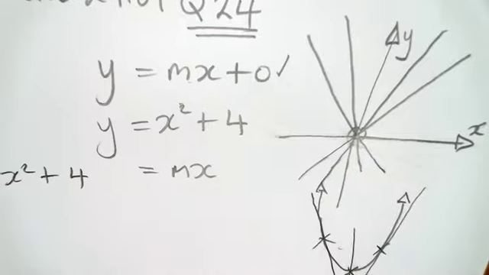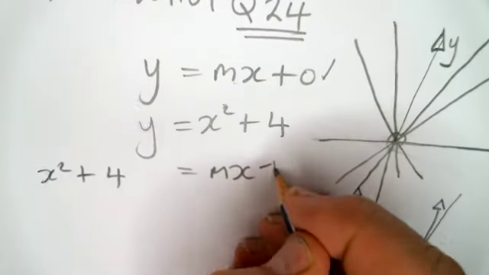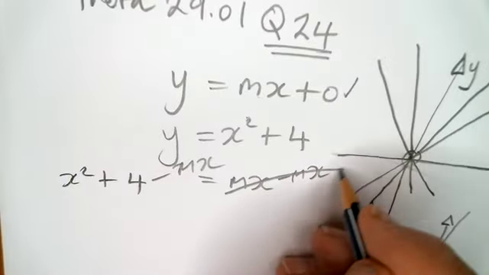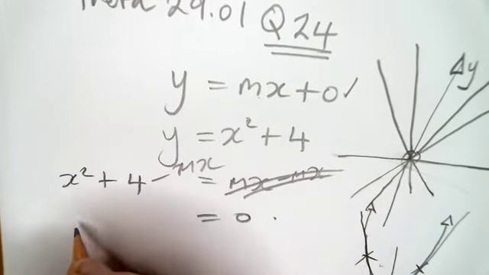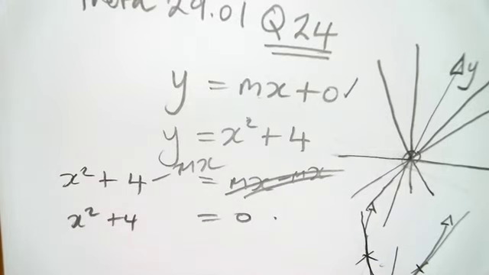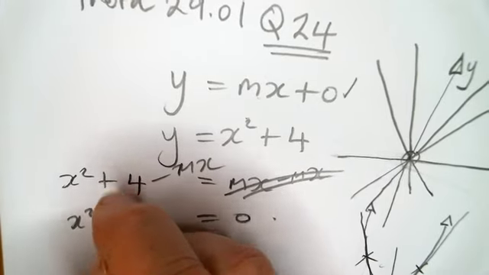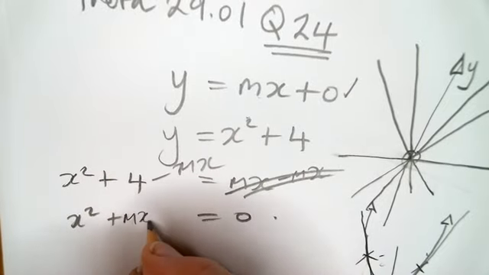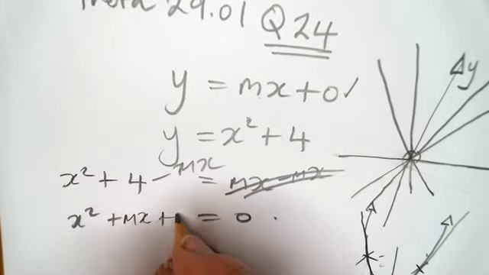And I won't bother putting the 0 in, but I will subtract mx from both sides. There it is. So this now all equals 0. So I've got an x squared plus 4. In fact, let's put it in orders of x. Because we've got an x squared there, let's do an x to the 1. So we've got mx to the 1, or just mx, plus 4.